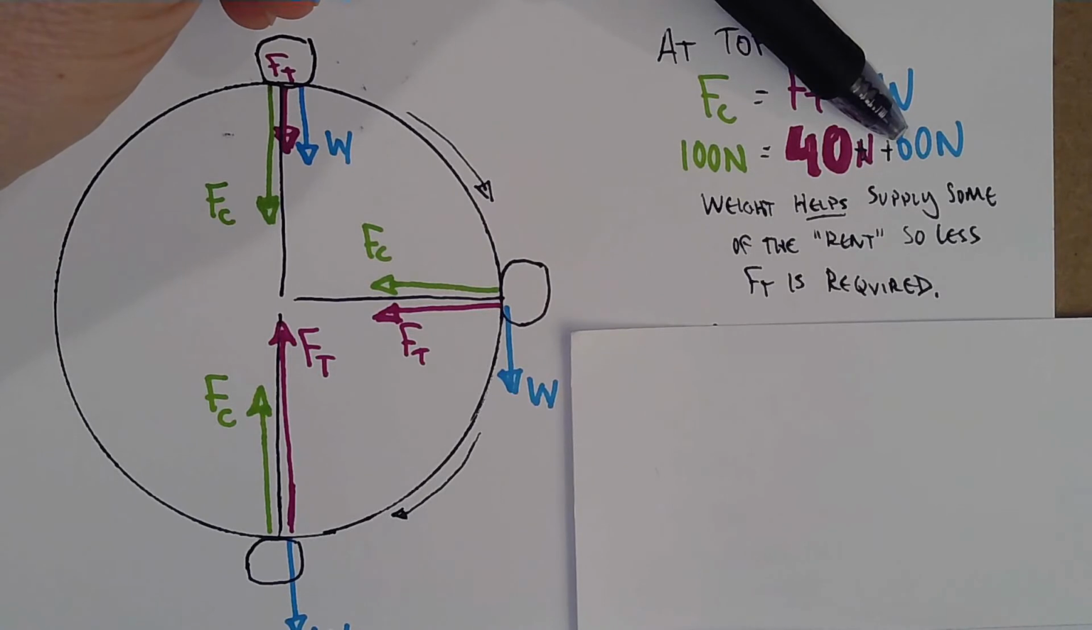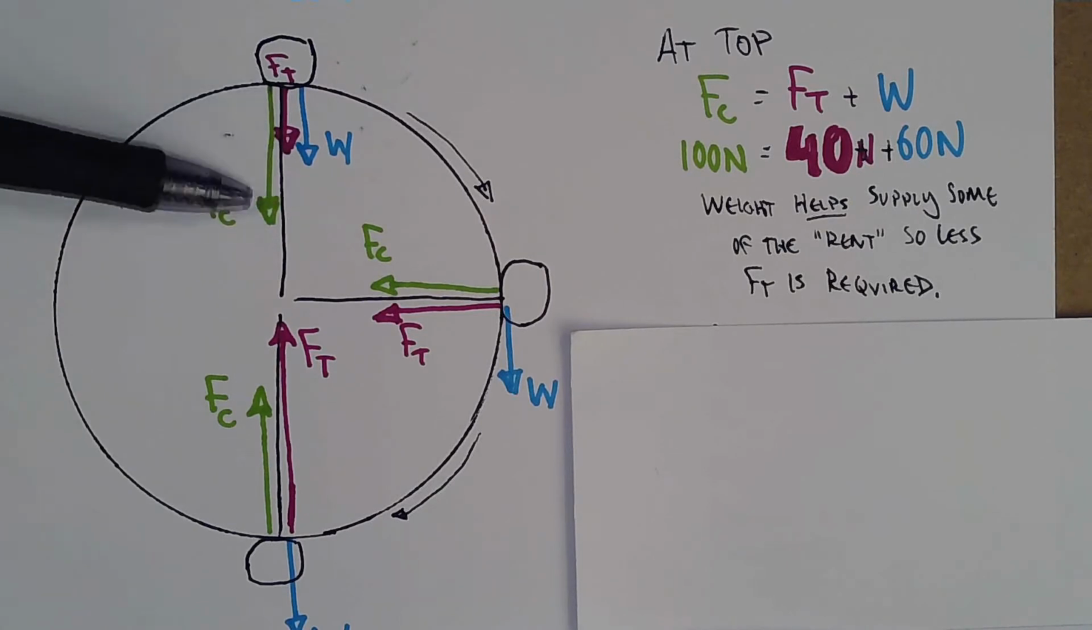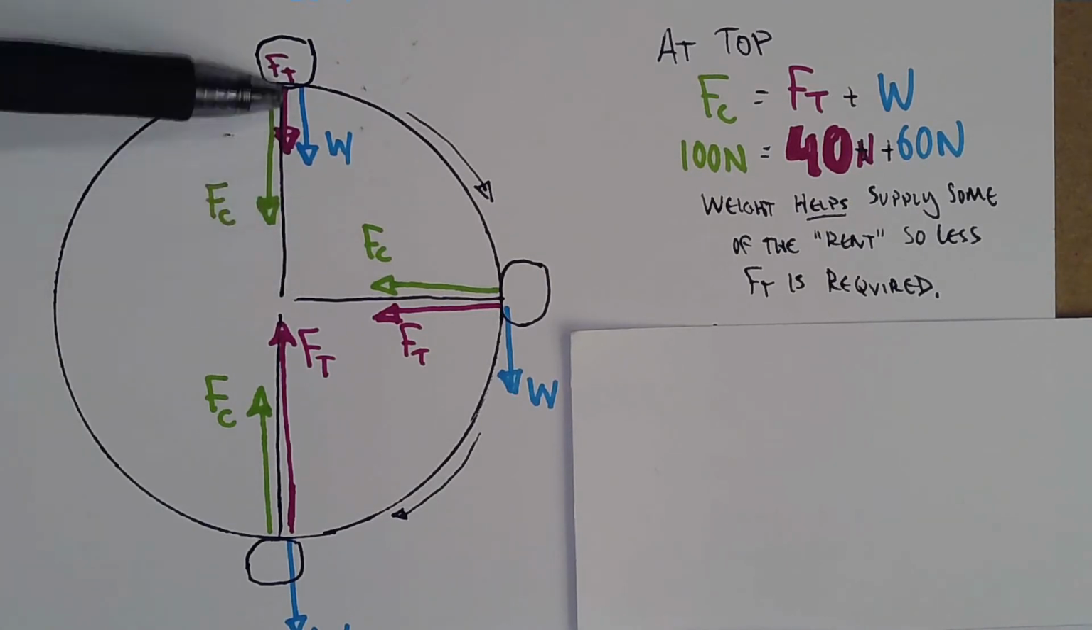Weight provides 60 newtons of it. The rope provides 40 newtons of it. So we meet our total 100 newtons, and this object can move around the path.